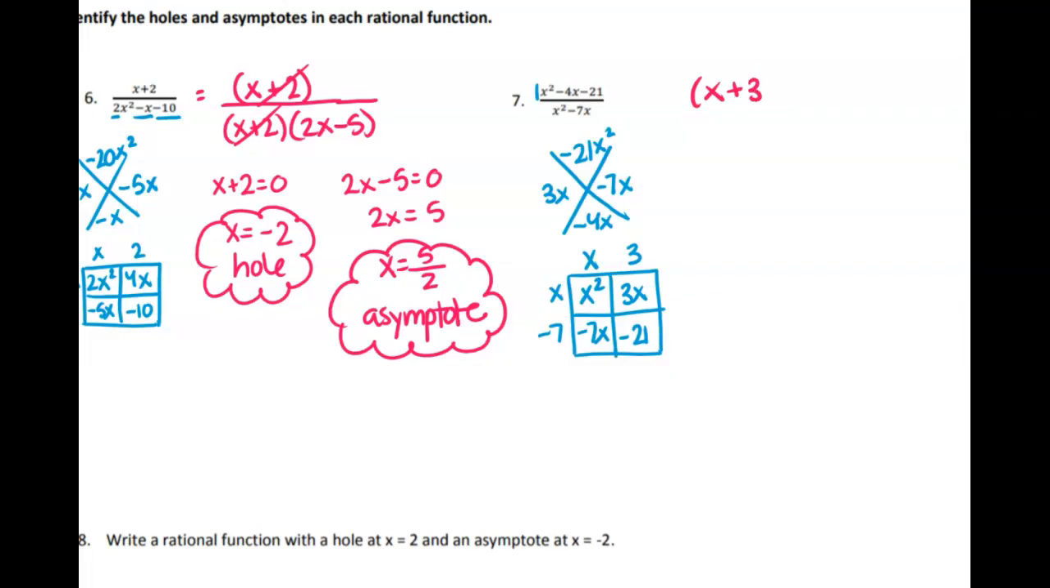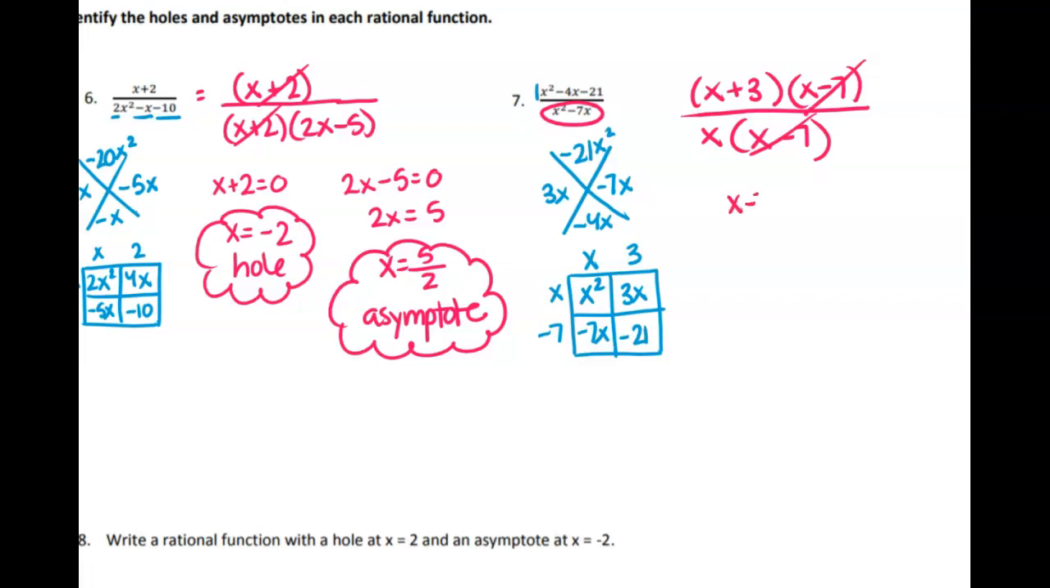So now our numerator is actually x plus 3 times x minus 7. If we look at the denominator, there's only 2 terms, and they both have an x, so we can actually rewrite x squared minus 7x as x times x minus 7. So now we look for what cancels, if anything. And in this case, x minus 7 cancels out, because x minus 7 over x minus 7 equals 1, just like anything over itself equals 1.